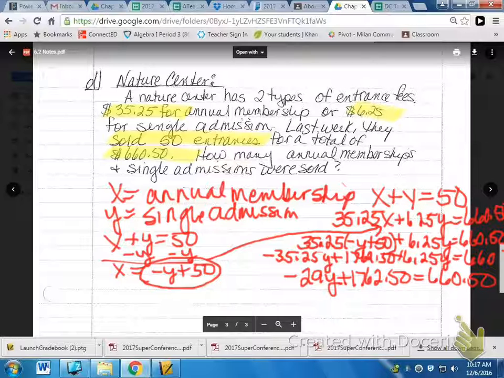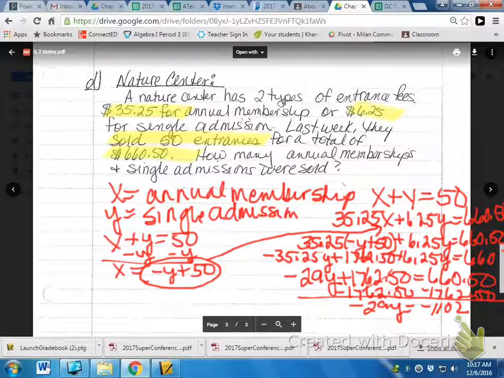We distributed first, then we combined like terms. We combined the Y's. Now I need to bring my constant to the right, so I need to subtract 1762.50 from each side. So negative 29Y equals negative 1,102. Divide both sides by negative 29, and surprisingly, it comes out really pretty. Y equals 38.